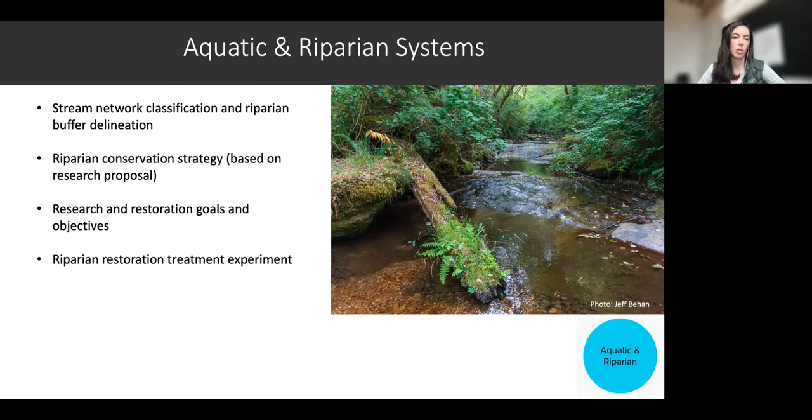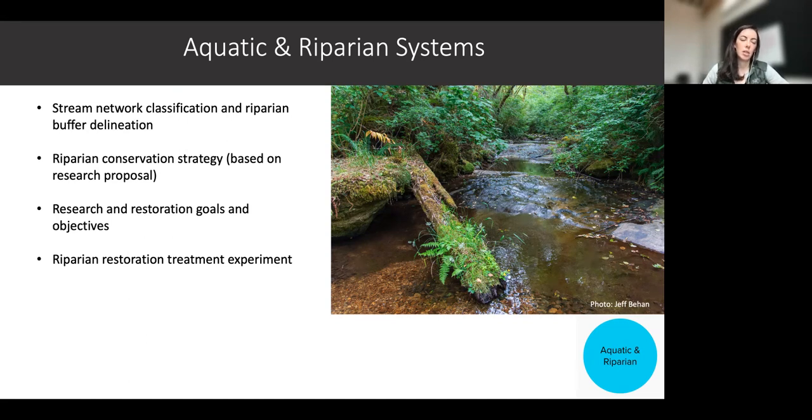There's also a section on the riparian conservation strategy based on the categories that are laid out in the research proposal. So starting with the land treatment allocations, going through the riparian buffer system, the restoration experimental design, partnerships, roads. All of those details are being fleshed out further in the forest management plan, but it ties back very clearly to the research proposal.